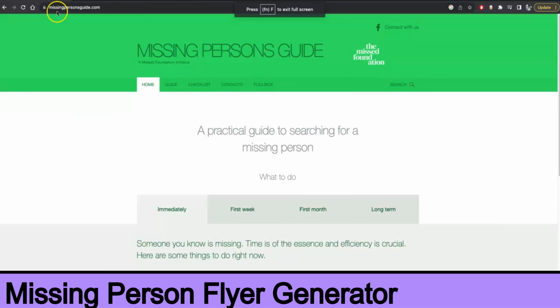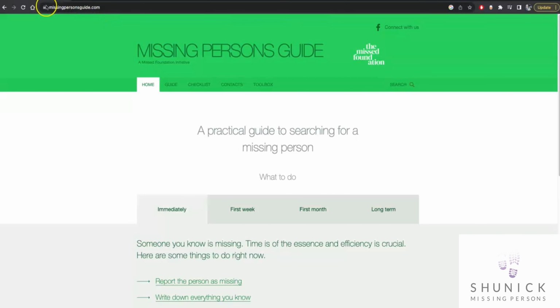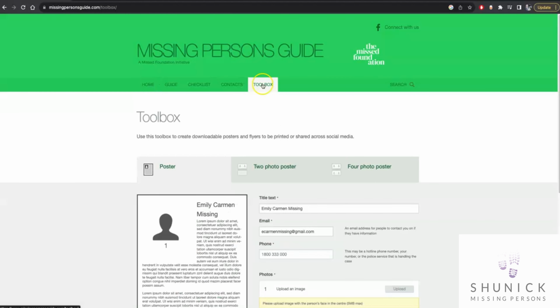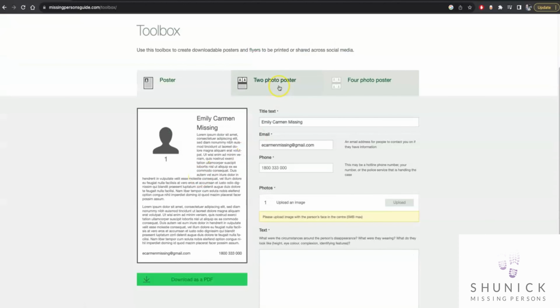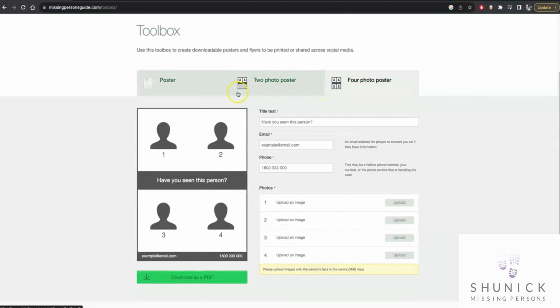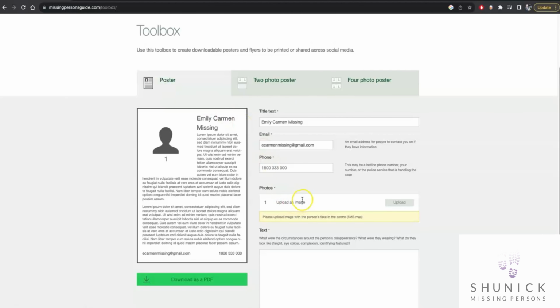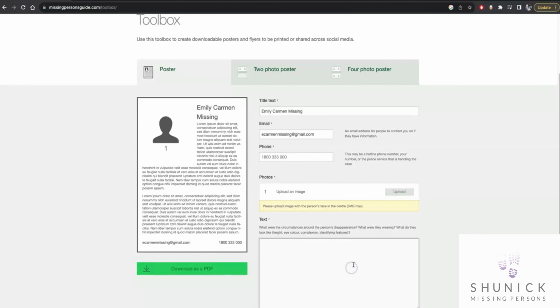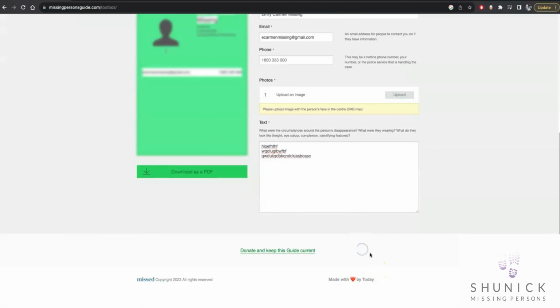So here we're starting with the Missed Foundation's Missing Person Guide. If you go to their website, and then their toolbox there, you get a couple different options for a one picture poster, two picture poster, or four. I don't really recommend the four, but one is good for just one image. If you have a person missing with their vehicle, the two photo poster will probably be the best option there.